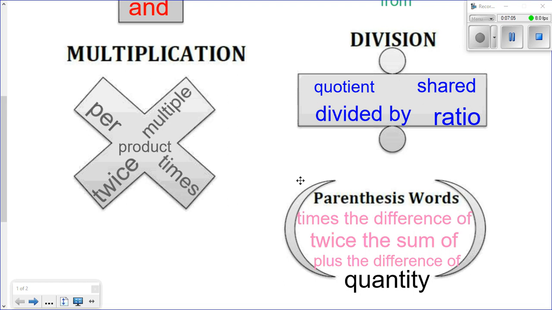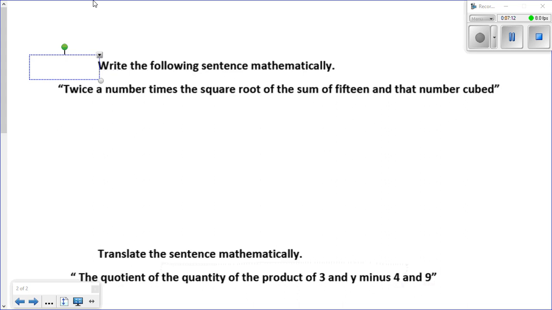Okay? So now we're going to try some examples. Again, if you need to, pause the video so you can write them down. This is example 1, so I'm just going to label it EX1. You don't need to write the directions, but you do need to write out the words. Okay, so you will be writing twice a number times the square root of the sum of 15 and the number cubed. So take a second, pause the video so you can write that out.